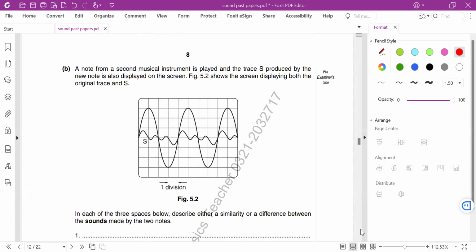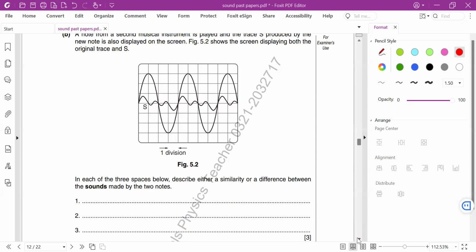A note from a second musical instrument is played and the trace produced by the new note is also displayed on the screen. The figure shows a screen displaying both the original note and the new note. In each of three spaces below, state a similarity or difference between the sound made by the two notes.